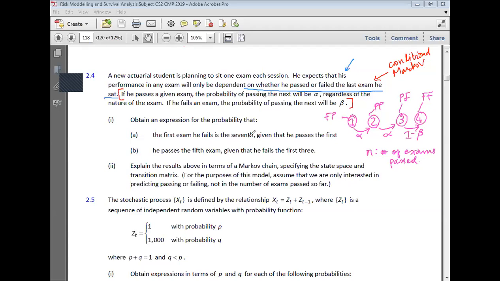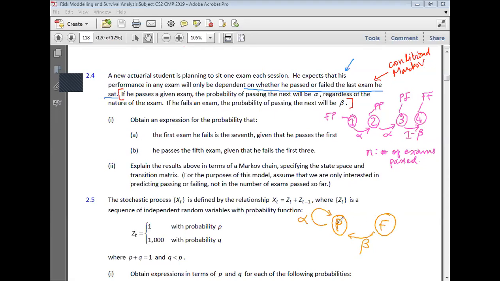Okay, so let's say if I go with what Vanshita said, let us say I write here P, then I know that the probability of passing the next will be alpha. So if I am at P today, the chance that I will find myself again at P is alpha, right? Regardless of the nature of the exam. If he fails an exam, the probability of passing the next will be beta. So let us say if I write F here, the probability that I will pass the next exam is going to be what? Beta.